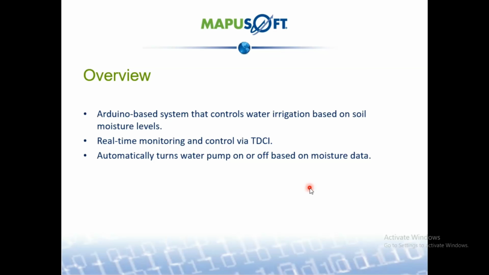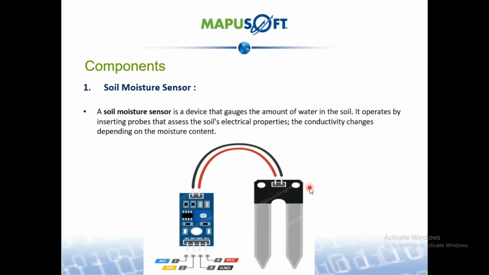automating the plant care. Our system consists of an Arduino Uno controller, a soil moisture sensor which detects the moisture level in the soil, and a water pump to irrigate the plants. The entire setup is controlled via TDCA, allowing us to send commands from a PC and get live sensor data back. So you can see these are the components: the soil moisture sensor, which detects the moisture level in the soil.